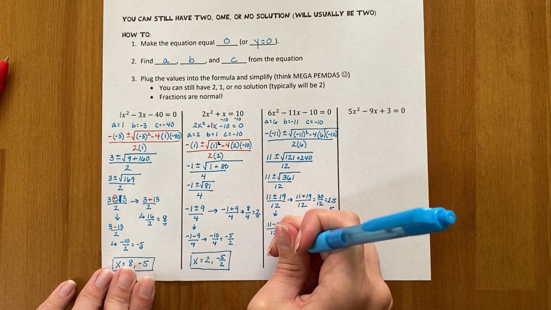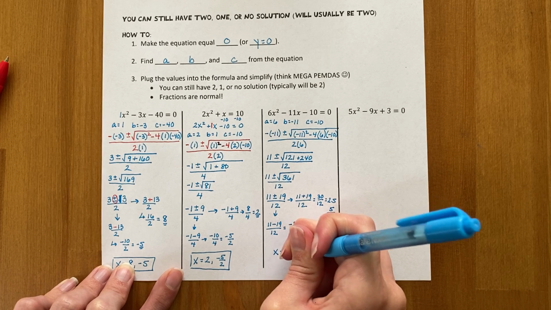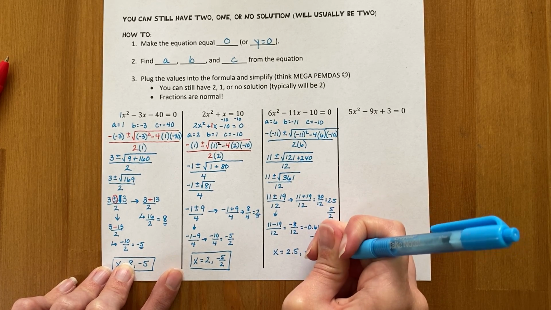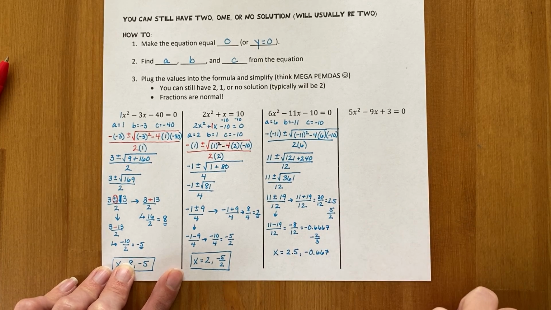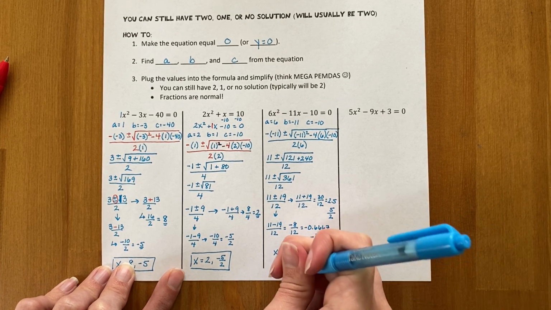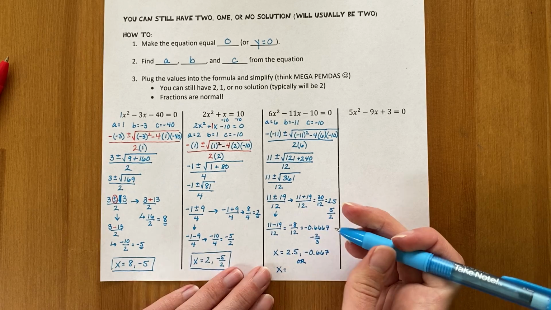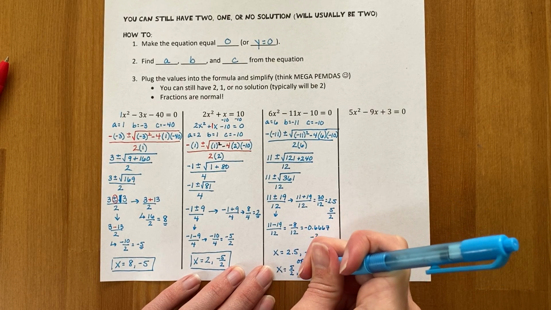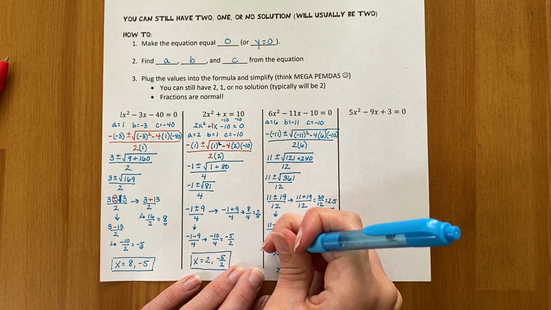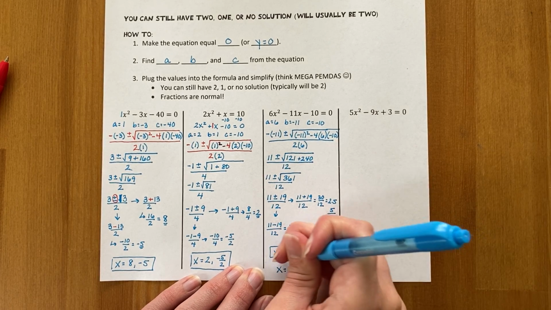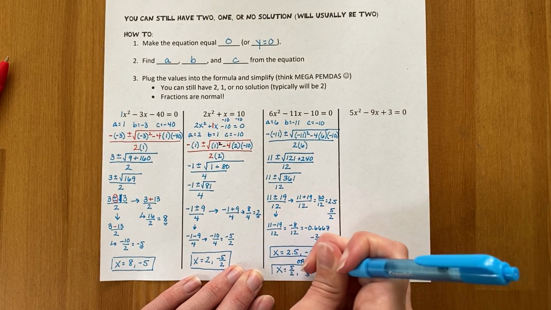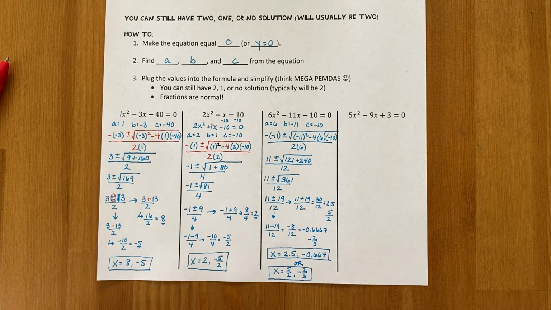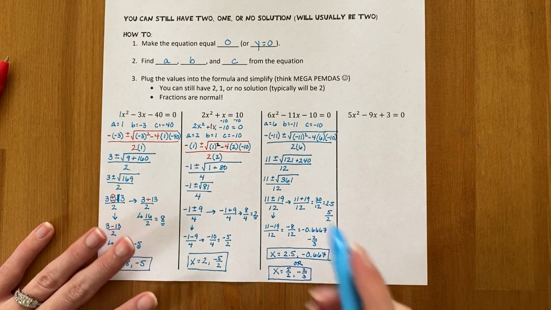So if you prefer decimals, your answer probably is going to look something like x equals 2.5 and negative 0.6 repeating. Or if you're more of a fraction person like me, you might have something that looks like 5 over 2 and negative 2/3. So this is fine. So is this. Whatever floats your boat.